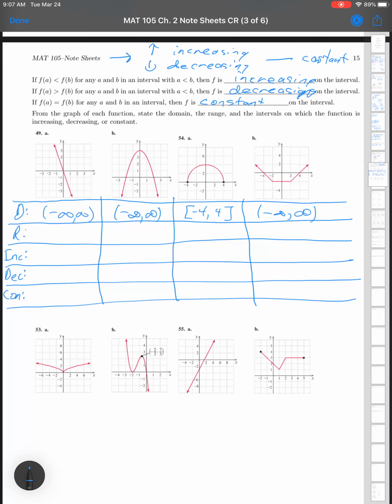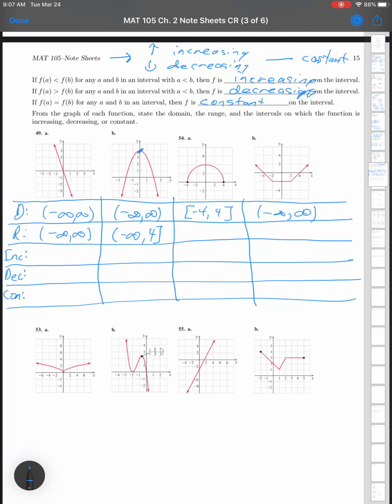For range, on the first one, we can see we have an arrow going down and an arrow going up, so that means the range is -infinity to infinity. In the second one, both arrows go down, so that means we're going to have -infinity, but then there is a largest value, which is right up here at this point, which is the y value of 4. So the range is -infinity to 4.